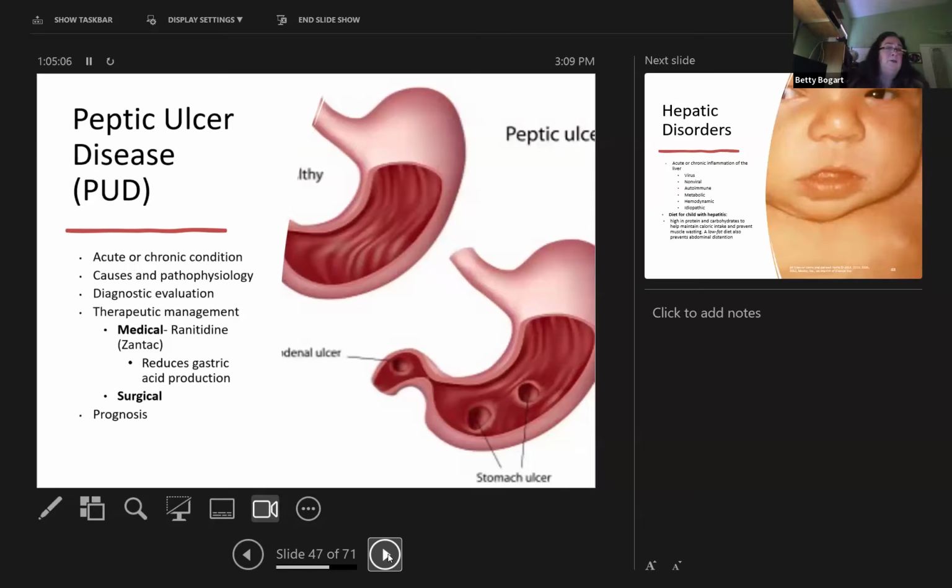Peptic ulcer disease, we treat just like adults. Children do have peptic ulcers. They're little worriers, some of them. I've never seen a surgical outcome where we'd have to do a gastrectomy, partial gastrectomy. No, usually it's putting them on medications. It used to be Zantac, now it's Pepcid, famotidine, something, and of course, diet.